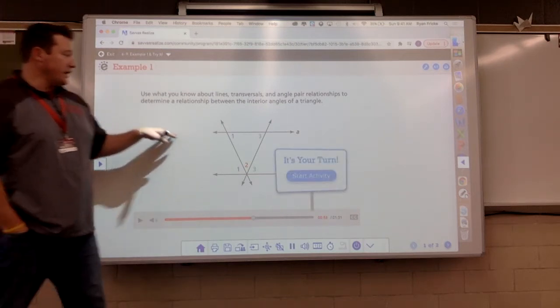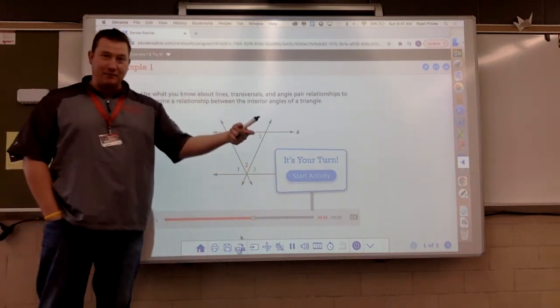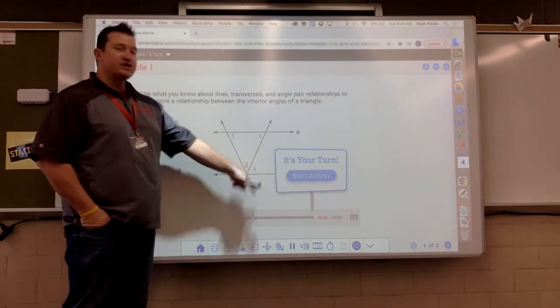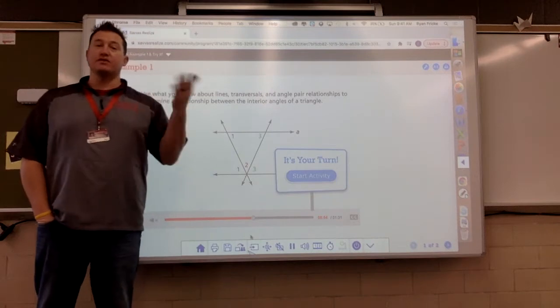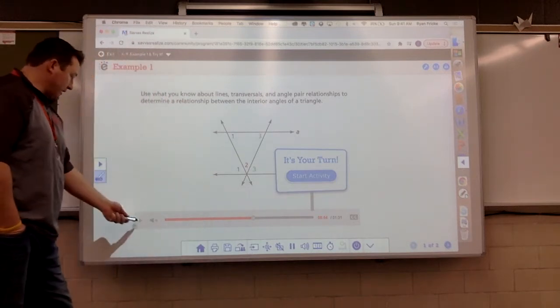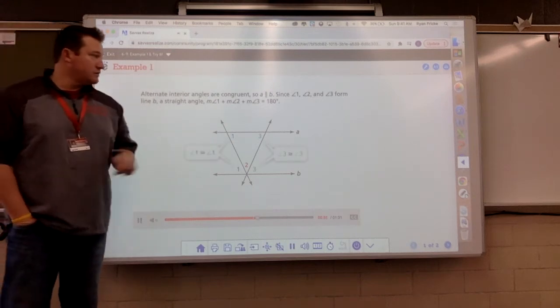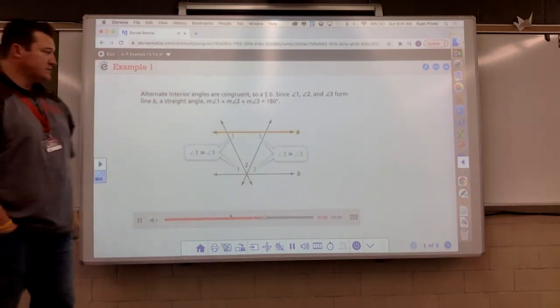So again, they had one triangle that they made into a couple that they then spun together and named all their angles. Guys, what do you know about angles 1, 2, and 3? What number would these angles add up to? Think about that as we carry on. Alternate interior angles are congruent. So line A is parallel to line B.